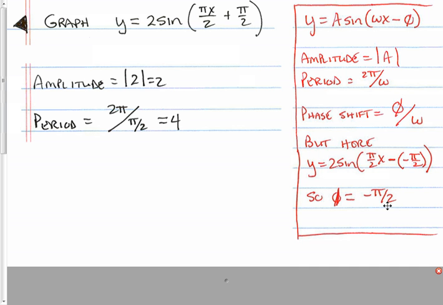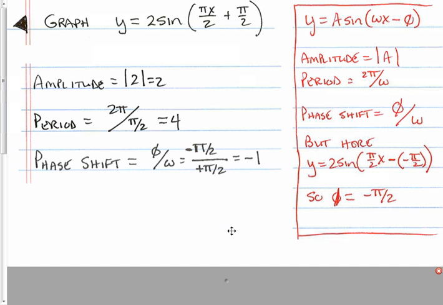Okay. Well, once we know that, then we have the phase shift calculated as phi divided by omega. And phi, as we just illustrated, is negative pi over 2. And omega, as we talked about, is positive pi over 2. So we have a negative pi over 2 divided by a positive pi over 2, which is just simply a negative 1. So the phase shift is negative 1, which means the graph is going to be shifted to the left 1 unit, negative 1 unit. Okay, and that's what we would have guessed here, that it was going to shift to the left.